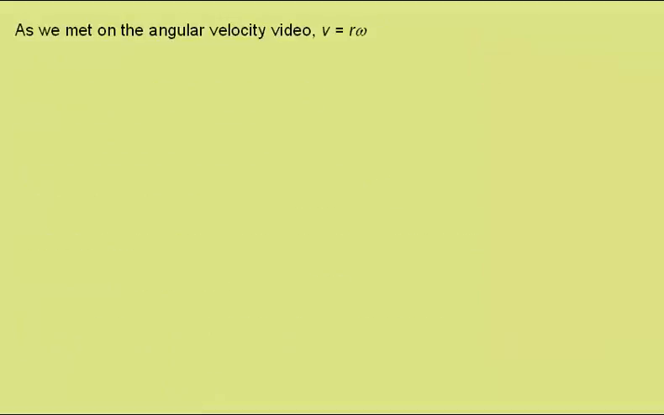As we met on the angular velocity video, v is equal to r omega, where v is the speed, r the radius, and omega the angular velocity. So we can substitute this term to get F is equal to mr omega squared.